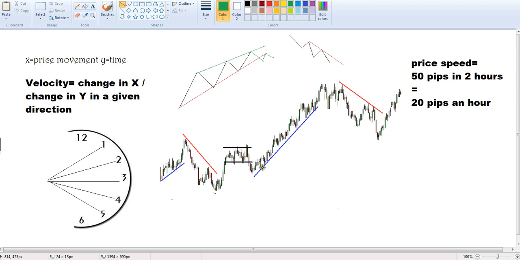Over here we have the same thing: pivot low to pivot low in an uptrend, pivot high to pivot high in a downtrend. So that's the general two methods on how to use them.